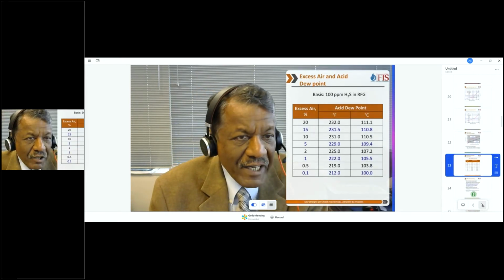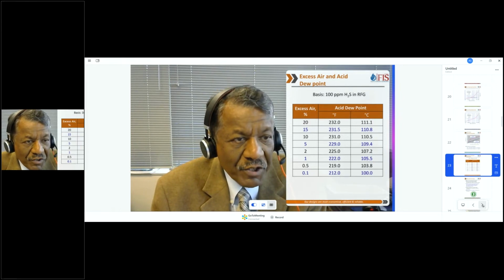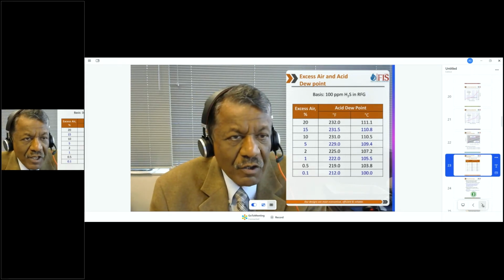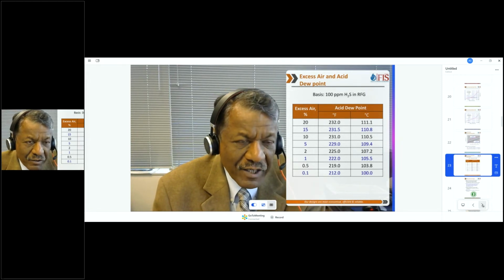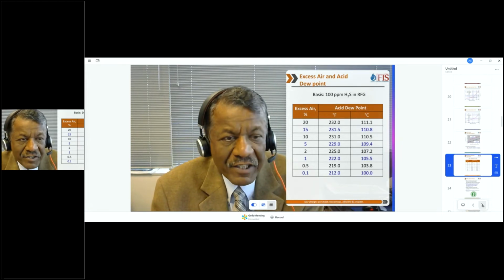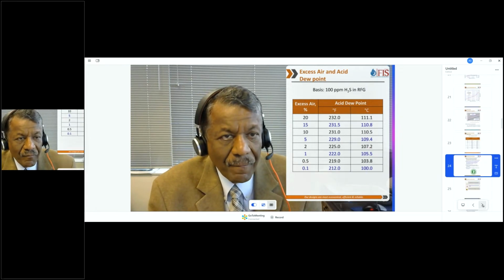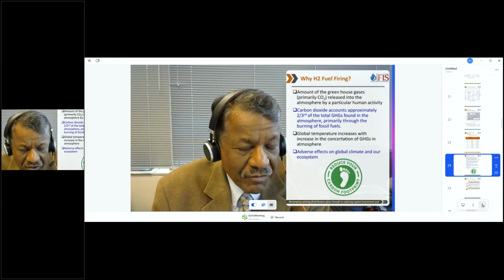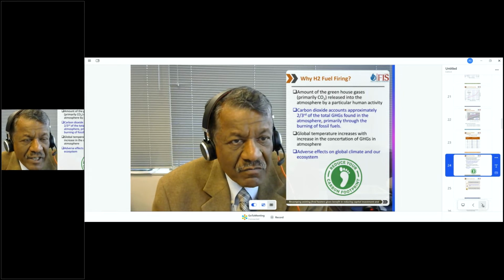This is again, we are talking about acid dew point. You can see excess air. As the excess air is increased, the dew point goes up. So the lower excess air, the lower excess O2 will help you get better efficiency. That's what we want to talk about. Hydrogen firing, we will cover a lot more in detail, but hydrogen is a very clean fuel.